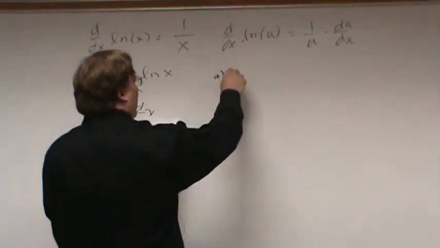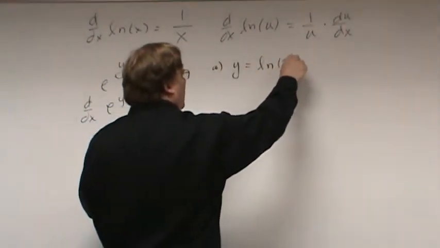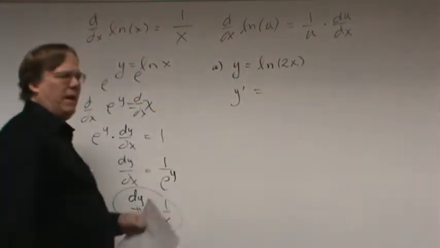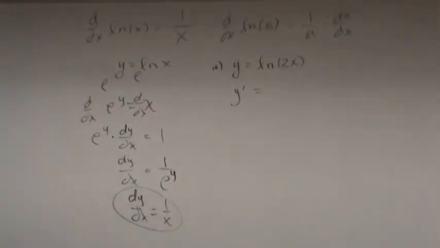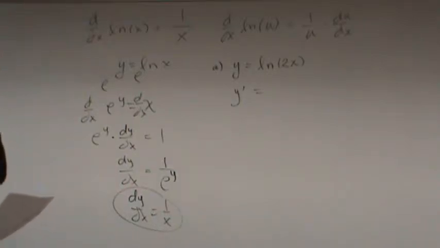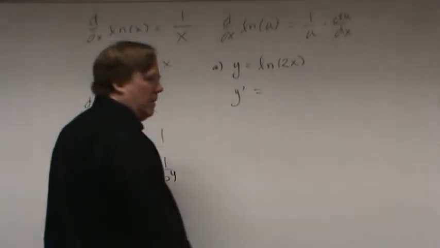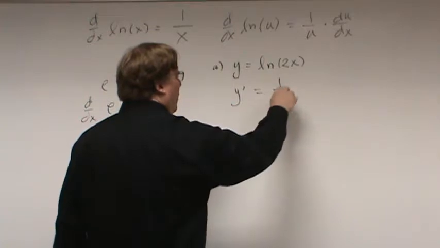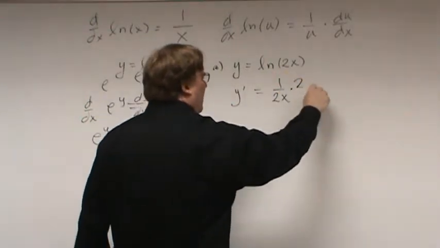Here, y equals log natural of 2x. I'd like everyone to please get me y prime now. Good luck. Okay, time's up. The derivative of the log natural of anything is 1 over that thing multiplied by the derivative of that thing. 1 over x.